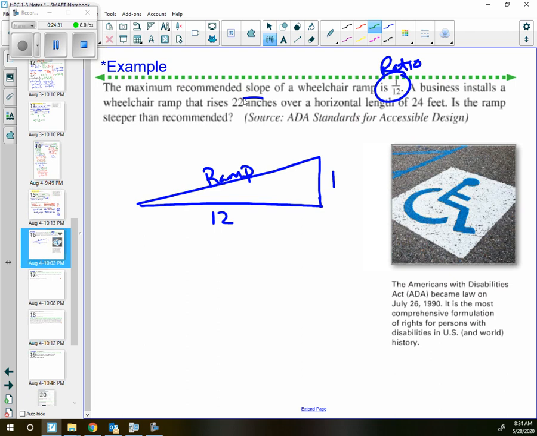So a business is going to install a wheelchair ramp that rises 22 inches over a length of 24 feet. Is the ramp steeper than the recommended? So this is the recommendation. So this is what we're recommending. Is it okay? Is it too steep or is it within those recommendations? All right, I want you to go ahead and pause the video and see if you can come up with a solution for this. See if we can solve this one.